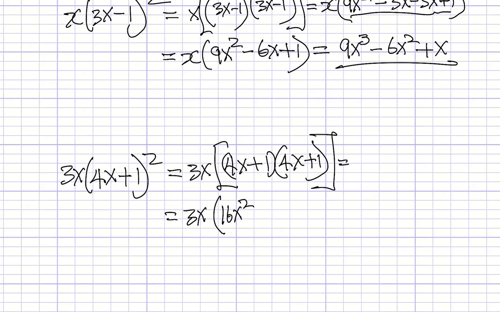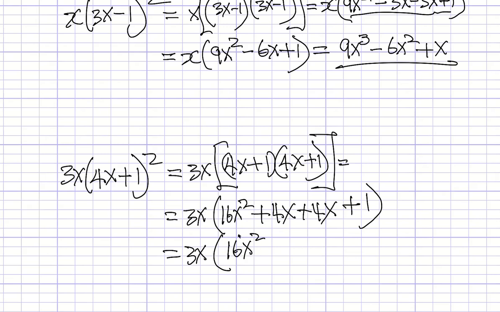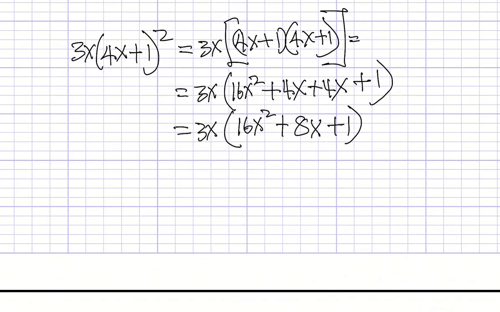4x times 1, you get 4x. And then 1 times 4x, you get 4x. And then 1 times 1, you get 1. So you simplify before you remove the bracket. 16x squared plus 8x plus 1. Now you remove the bracket.